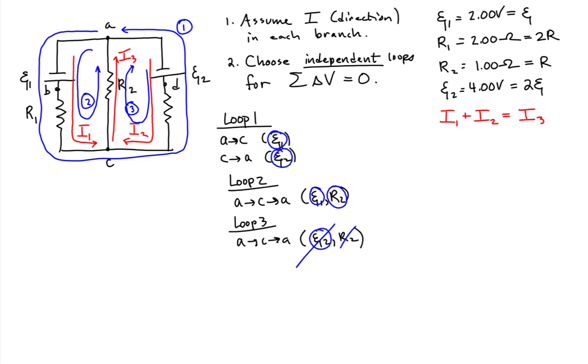So for our independent loops, I am going to choose loops 1 and 2. And in doing loops 1 and 2, we're going to apply Kirchhoff's law for voltage in a complete loop. In other words, we're going to sum up all of the voltages for a complete loop.